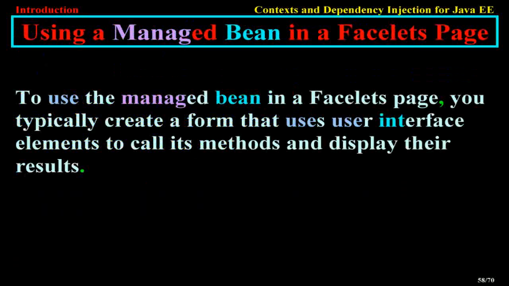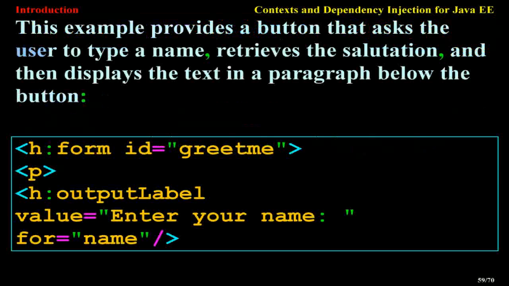Using a managed bean in a Facelets page. To use the managed bean in a Facelets page, you typically create a form that uses user interface elements to call its methods and display their results. This example provides a button that asks the user to type a name, retrieves the salutation, and then displays the text in a paragraph below the button.